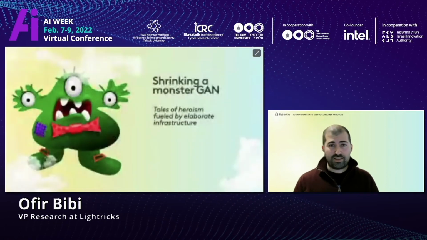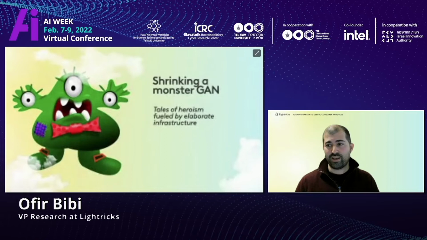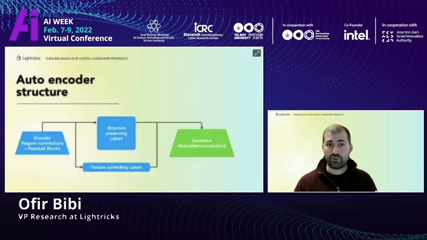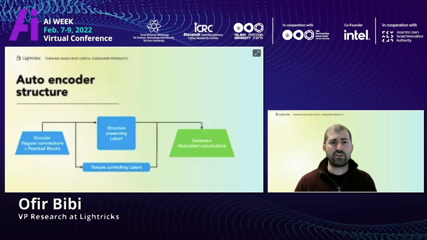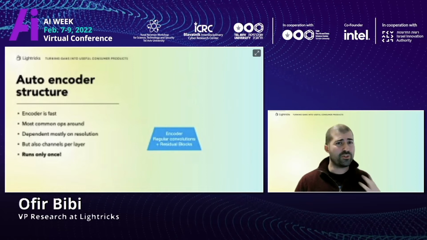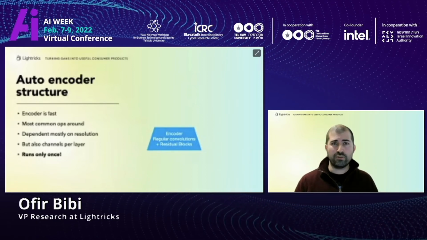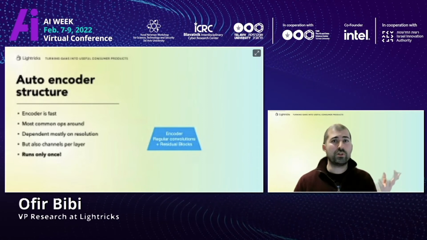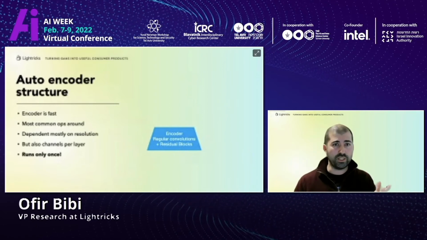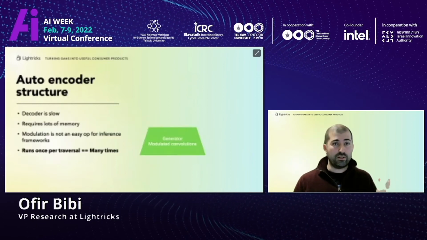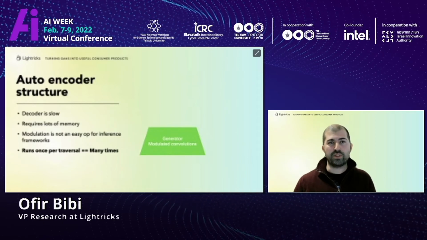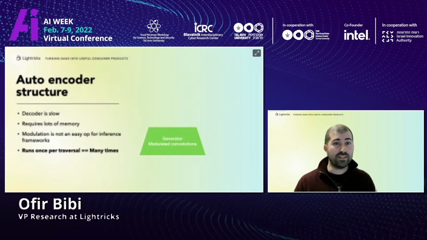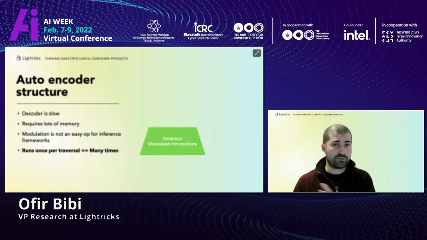So last but not least, taking all of this and making it work on a mobile device is really something that is not trivial at all. So if this is the structure, we have the encoder, which is actually pretty fast. It's regular convolutions. It's mostly dependent on resolution and number of channels, and it runs only once, because once we get the latent code, we don't need it anymore. The generator, the decoder, is actually the big part to look at, because it's slower, it has modulated convolutions, it's much more complex, and it needs to run a lot of times per each traversal.